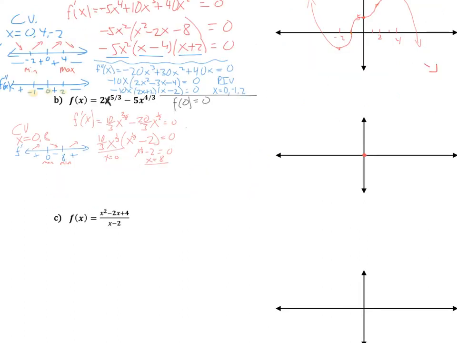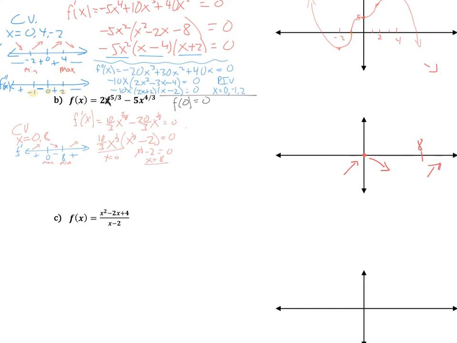So jumping over here to our graph, we know at 0 we're going to increase into 0 and decrease out. And then somewhere over here at 8, we know we'll be increasing. All right, so there we have it.